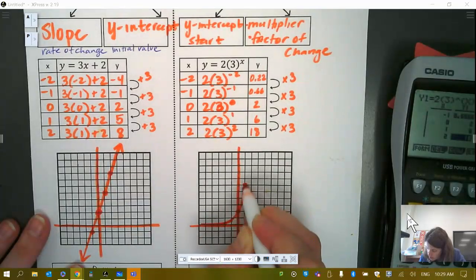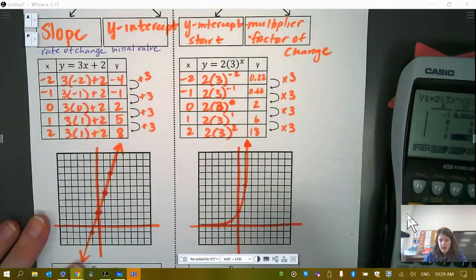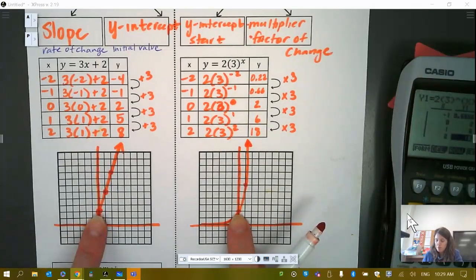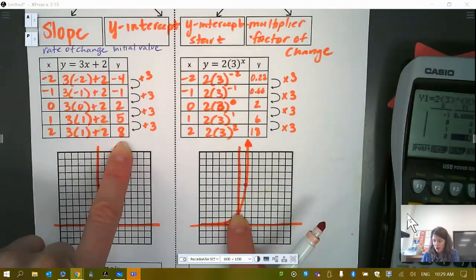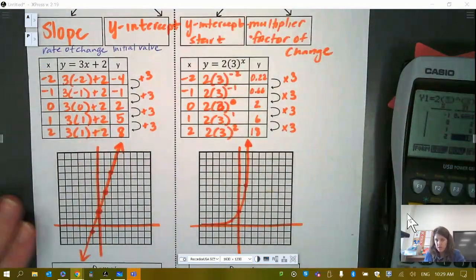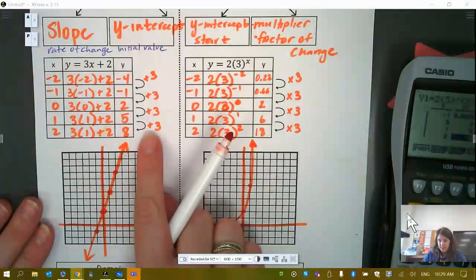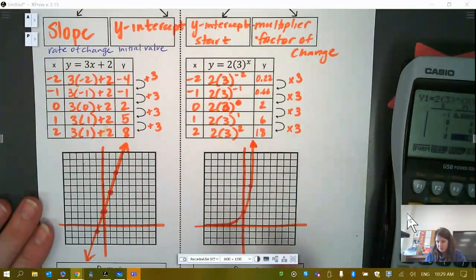They start slow or they start low, but they go up really, really fast. Even though we have the same y-intercept, the same starting value, this one's going to go up at kind of the same rate, and this one's going to go up much faster as it starts to increase. So the difference between these two types of equations: I'm adding 3 here, and here I'm multiplying by 3.